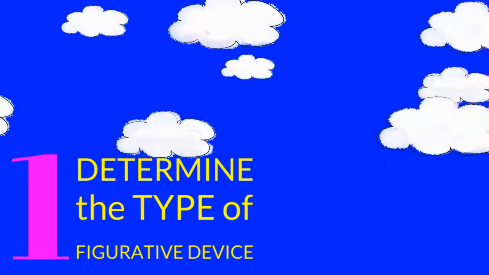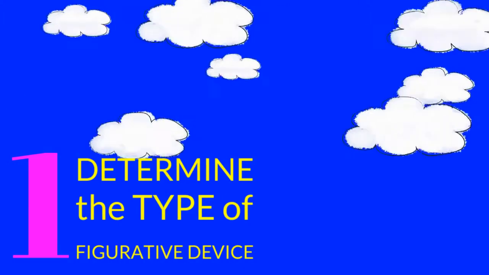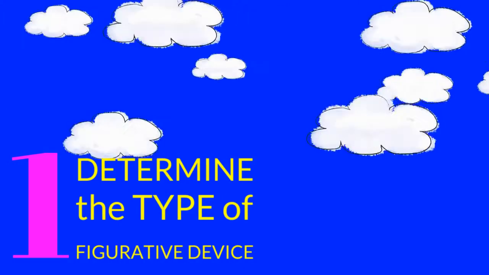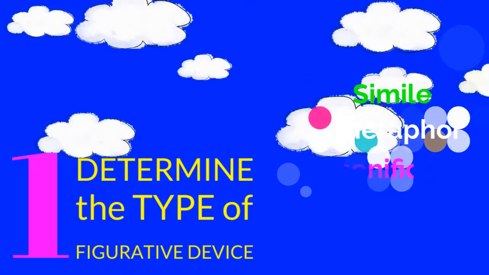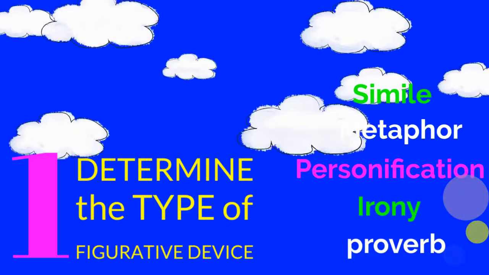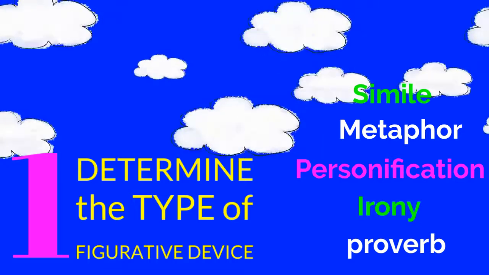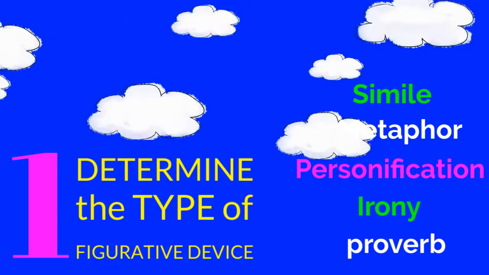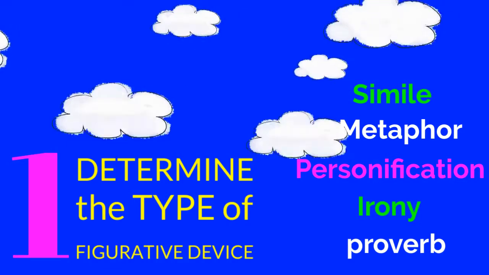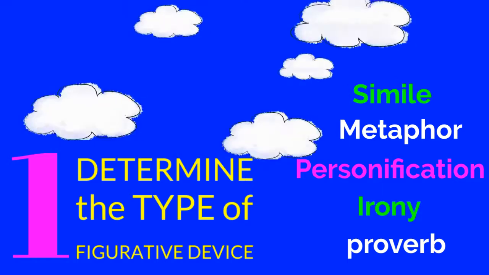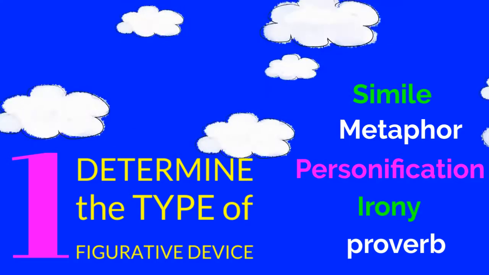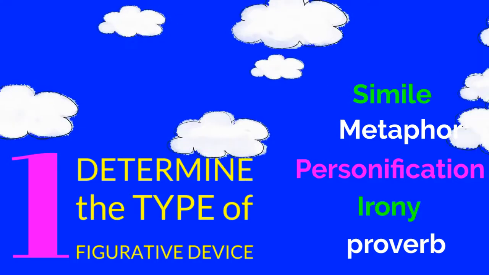Step 1. Determine the kind of figurative device or technique that is being used. It could be a simile, metaphor, personification, irony, proverb, or any of the figurative devices that you have been studying. You want to be able to name the figurative expressions correctly, so learn them all. In this way, you will be able to identify them in writing and in speech.